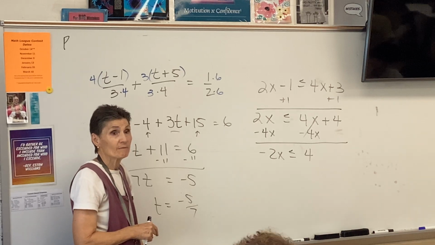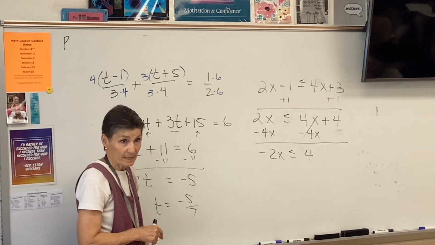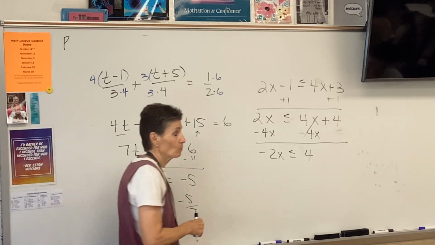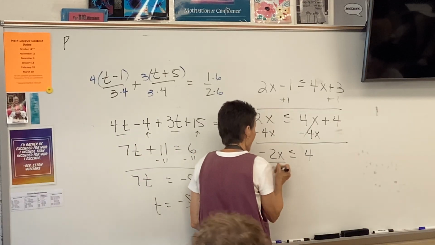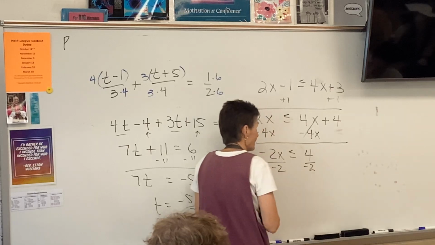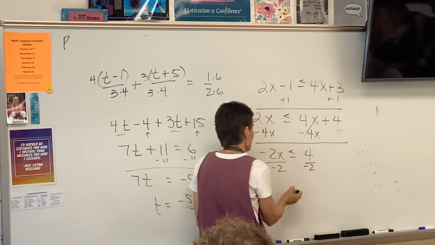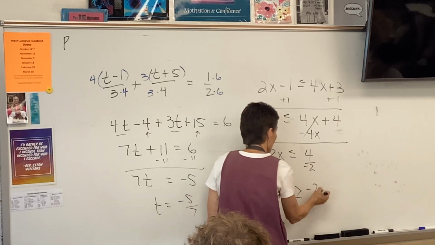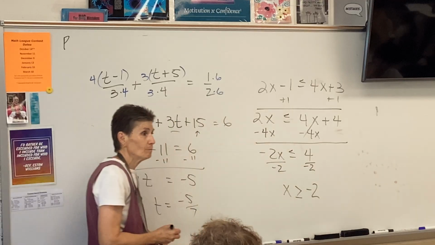Obviously, we're gonna have to divide by -2. And what's our rule? In an inequality, if I divide by a negative, yep, so x is greater than or equal to -2.